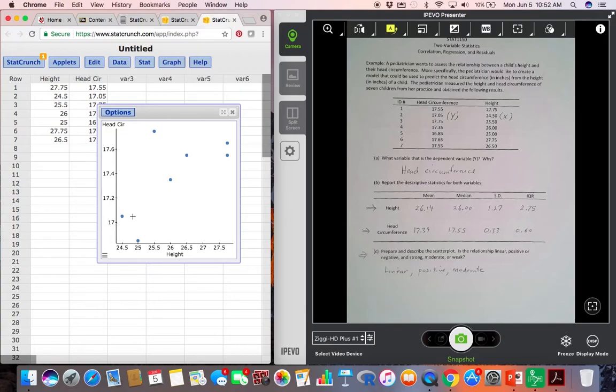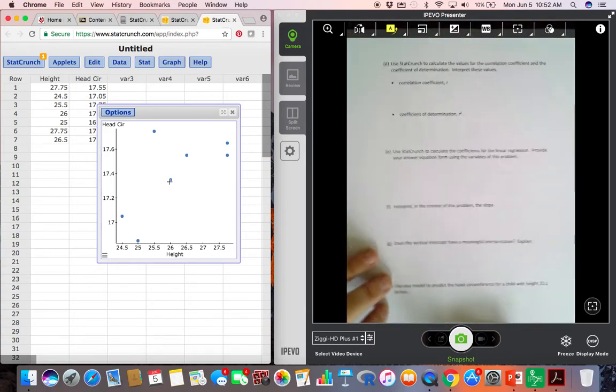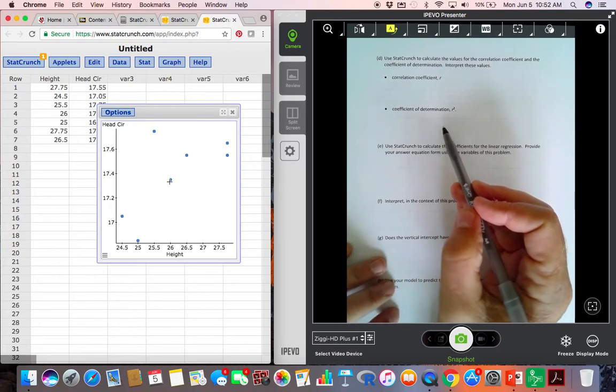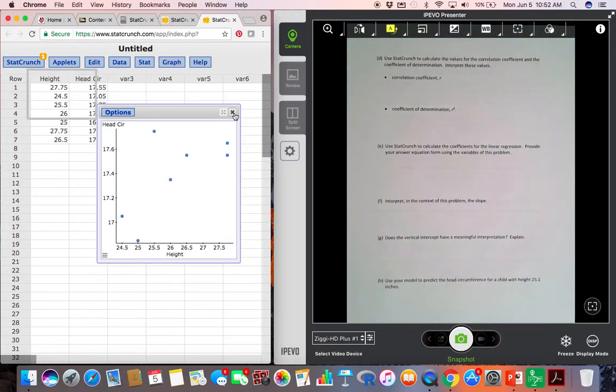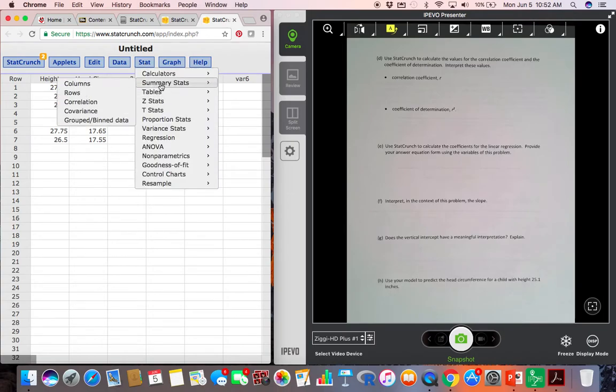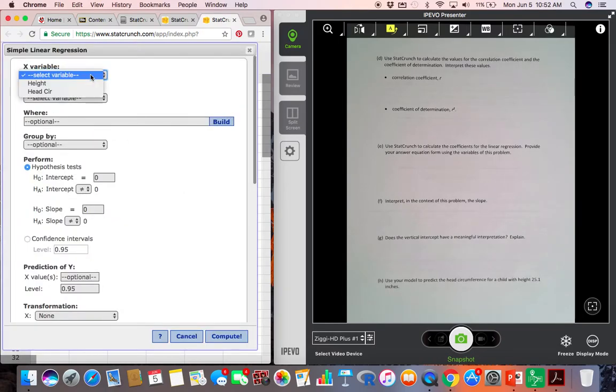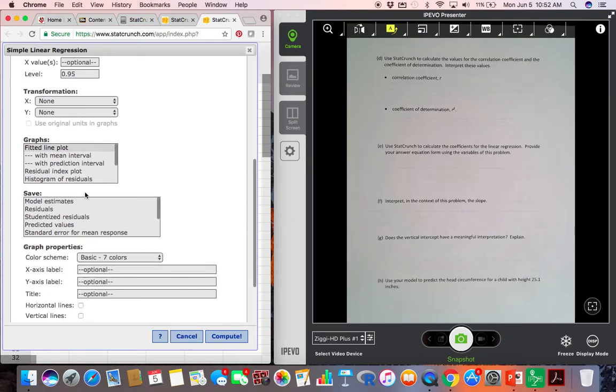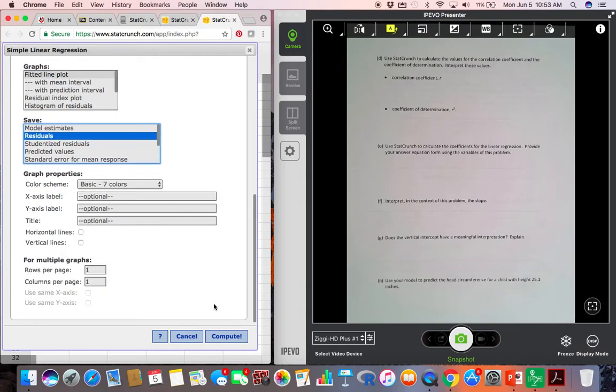So a linear, positive, and moderate relationship. Now the beauty is, we struggled a little bit whether this was strong or moderate. The beauty is, on the next page, we calculate the correlation coefficient and the coefficient of determination. Well, guys, you should know by now that we can go to stat, summary statistics, and correlation. But the easiest way is just go to regression, simple linear regression, and we're going to get a lot more stuff than we need, but we're going to get everything we need. So my X is height. My Y is head circumference. All this other stuff is kind of irrelevant. I would like the fitted line plot, and I would like to save the residuals. I'll explain that maybe in a future video.